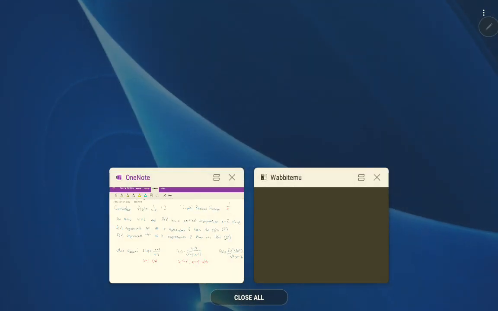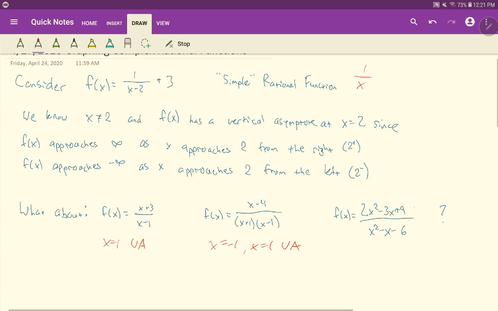So then let's talk about this last function right here. It's kind of hard to see what's going to make us divide by 0 here because we need to really factor that denominator. So we're going to factor the denominator here. It does factor.